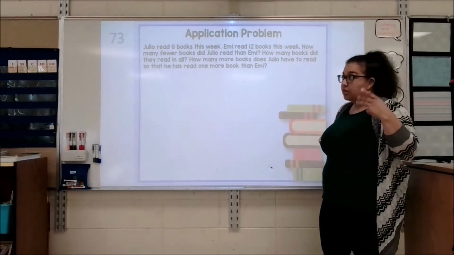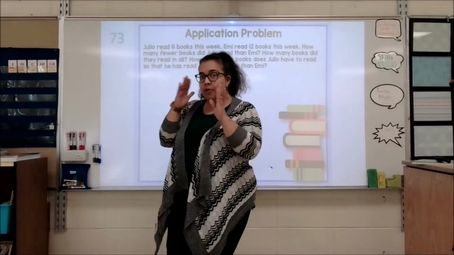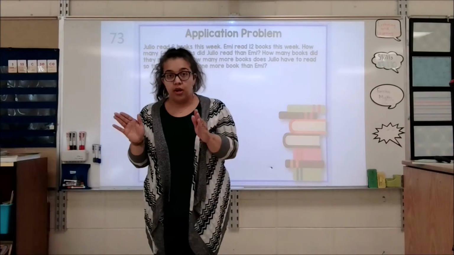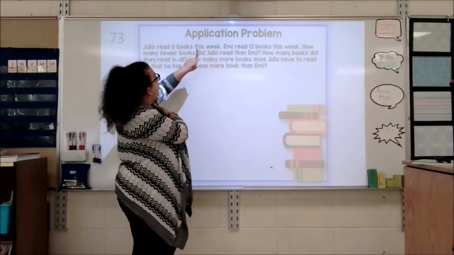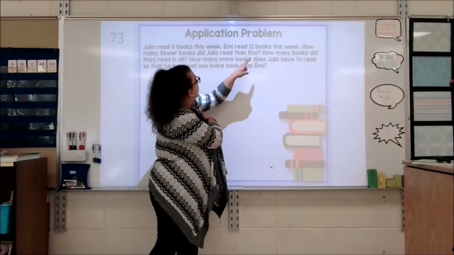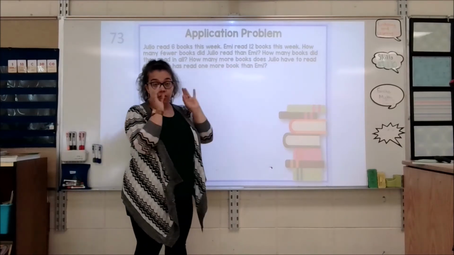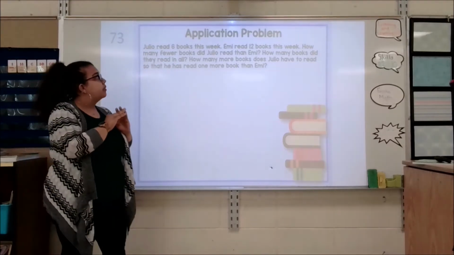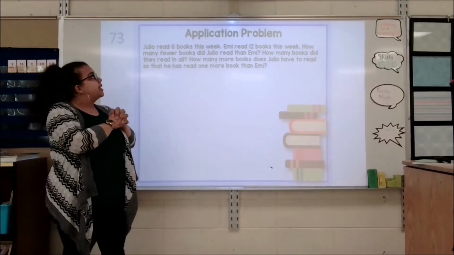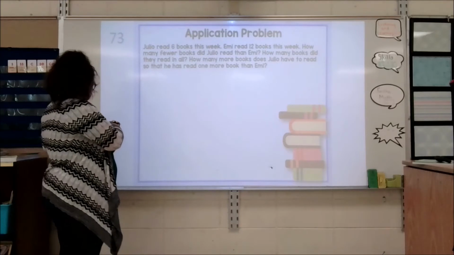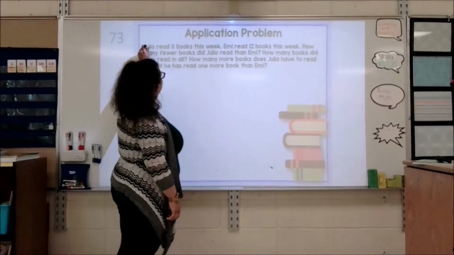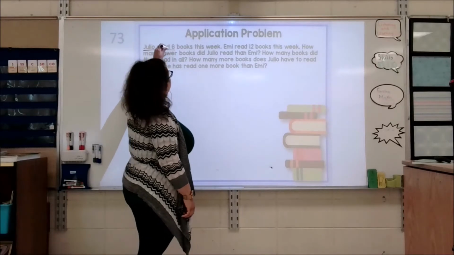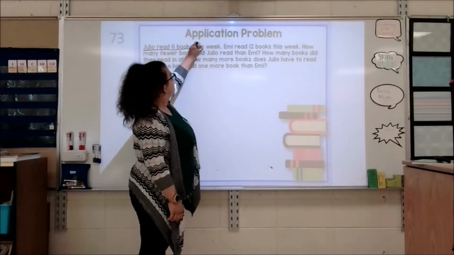Because there's 3 questions, there's going to be 3 dots to respond, 1 for each question. And I know there's 3 questions because there are 3 question marks. So listen to each question. Start at the beginning. Julio reads 6 books this week. So here, underline this with me in your book. Julio read 6 books this week.